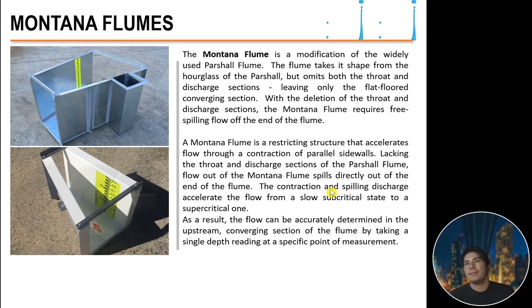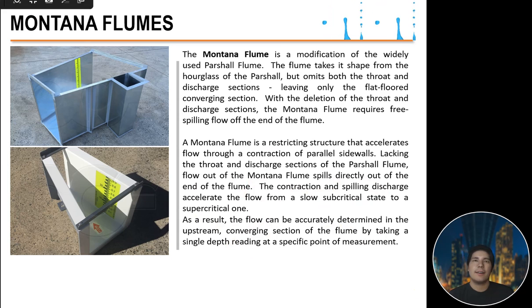So the contraction and spilling discharge accelerate the flow from a slow subcritical state to a supercritical one. As a result, the flow can be accurately determined in the upstream convergence section of the flume by taking a single depth reading at the specific point of measurement.